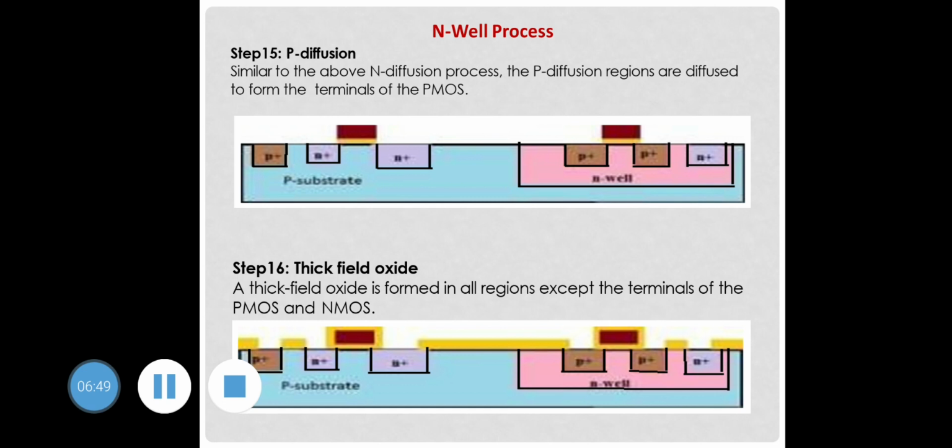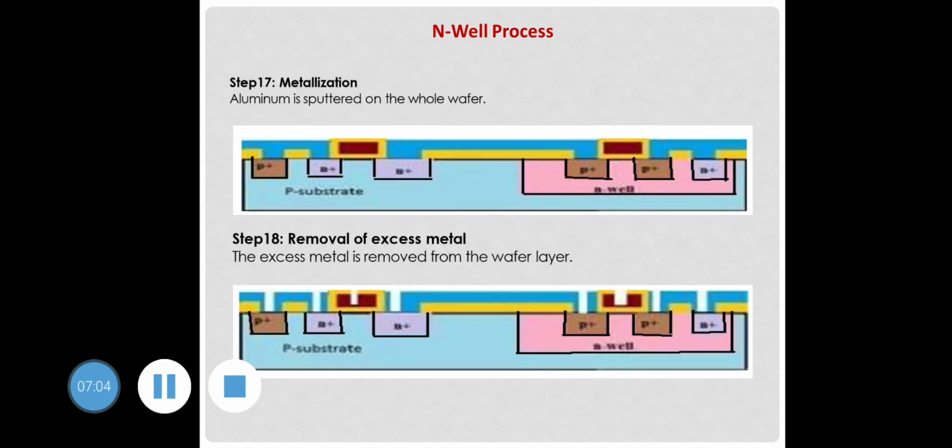Next, step number 16, thick field oxide. A thick field oxide is formed in all regions except the terminals of the PMOS and the NMOS as shown. The next step, number 17, is metallization. Now aluminium is sputtered on the whole wafer, as you can see. Next, step number 18, the excess metal is removed from the wafer layer.